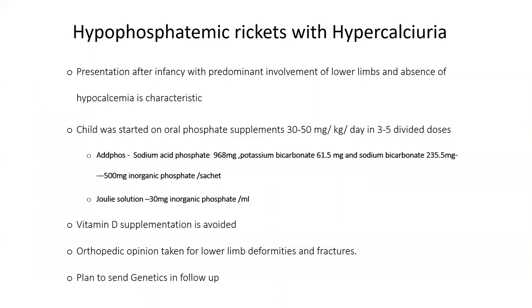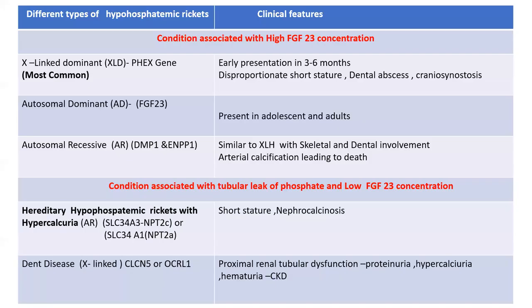as in our case. So the child was started on oral phosphate supplement, 30 to 50 milligram in multiple doses, because it is rapidly absorbed and secreted. It came in the name of ADPHOS, which contains sodium acid phosphate, potassium bicarbonate, and sodium bicarbonate. Each sachet of ADPHOS provides 500 milligram of phosphate per sachet. It also comes as Joulie's solution, which gives 30 milligram of phosphate per ml.